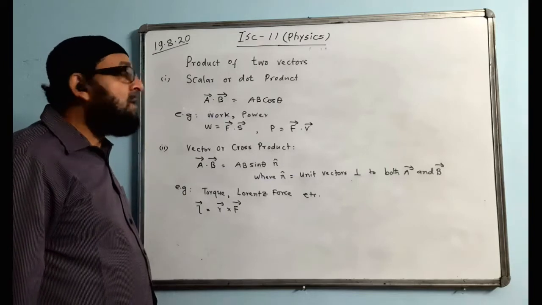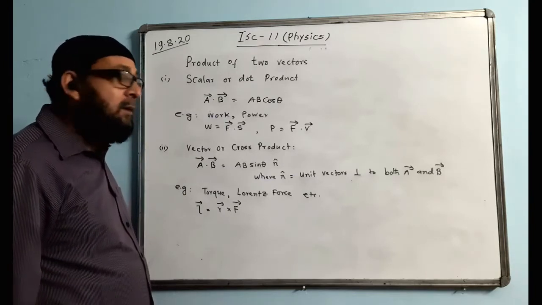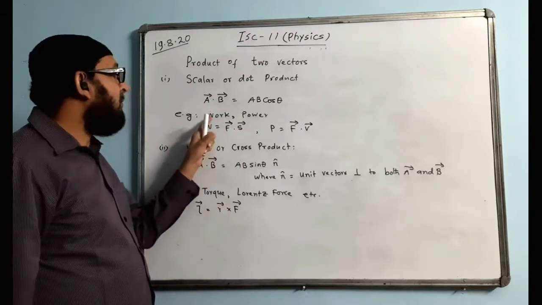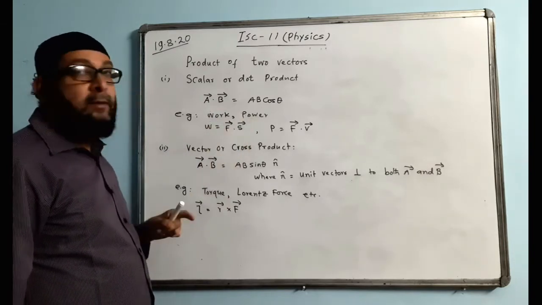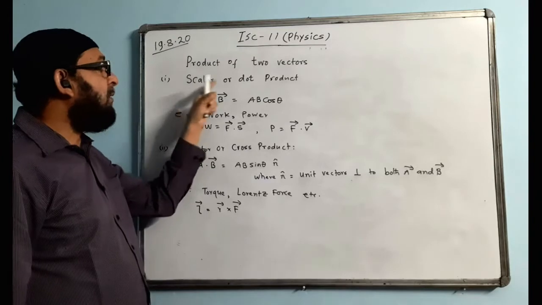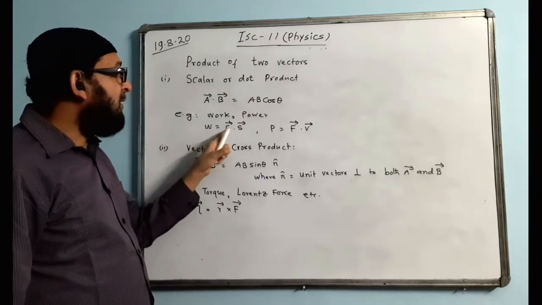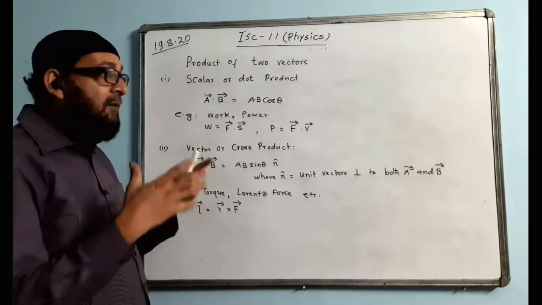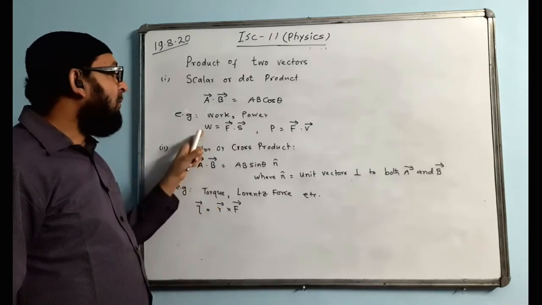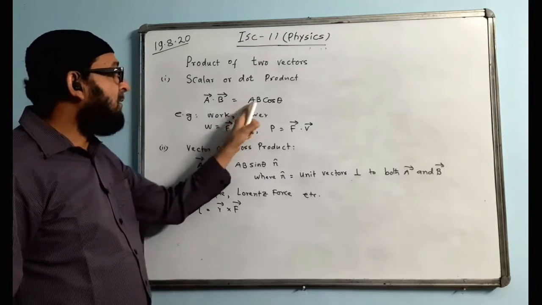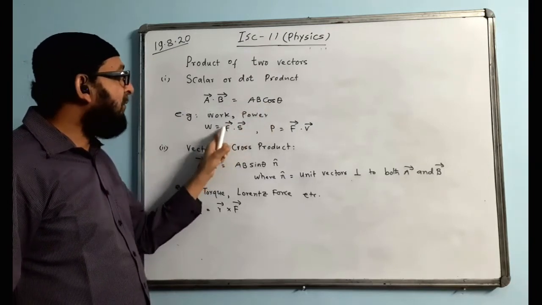What are the examples we have for a scalar product? There are many examples, but two common examples we have are work, power. They are the example of scalar or dot product. Like in class 10 you used to learn, when the force and displacement have angle theta, then how do we measure the work? Work is measured by the formula Fs cos theta. So instead of writing Fs cos theta, we can write F dot S.